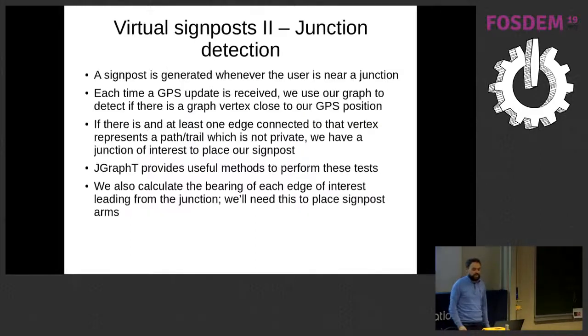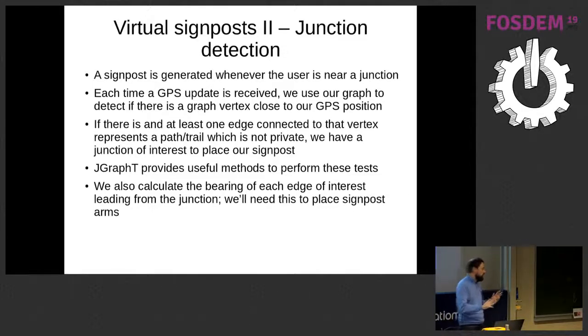Then I do my junction detection. When I get a new GPS position, I look at the graph and see if there is a graph vertex within a certain distance of my current GPS position. I think it's 10 meters, if I remember right. JGraphT does have a number of useful API calls to do that, so that's relatively easy. And then if I am at a junction, I calculate the bearing, basically the azimuth, of each way radiating from the junction, each edge radiating from the junction, and I use that to place my signpost arms.